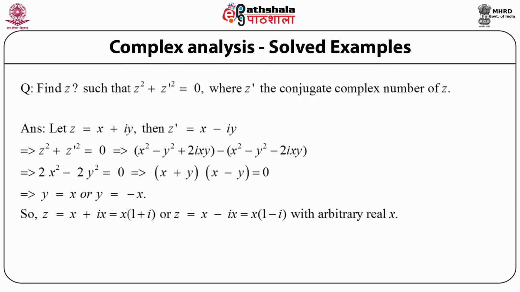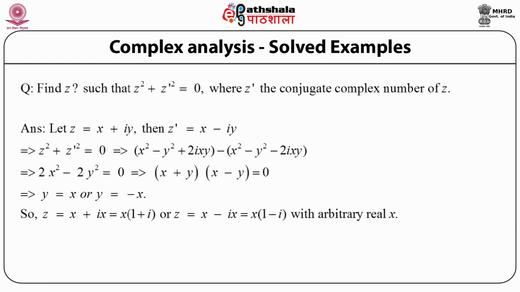If you do the expansion, you will find it is going to be x squared minus y squared plus 2ixy, which represents z squared, and the conjugate squared is going to be x squared minus y squared minus 2ixy. Now this allows us to make it 2x squared minus 2y squared is equal to 0, or in other words, x plus y into x minus y is equal to 0. So the solution can be x is equal to y, that is one form of solution, or x is equal to minus y, or y is equal to minus x.